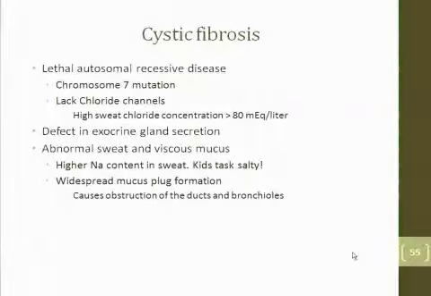Right? So, the next one is cystic fibrosis. Unfortunately, it's an autosomal recessive disease that can be lethal. It is lethal. It's a chromosome 7 mutation. What happens to these individuals? They lack the chloride channels, and they develop high sweat chloride concentrations. The defect basically affects any exocrine gland in the body. That means all of them, okay? Mouth, airways, pancreas. So it's not a good thing. They get abnormal sweat and viscous mucus as a consequence.